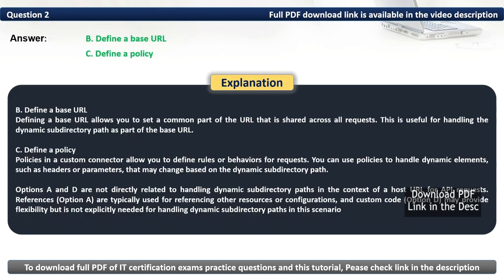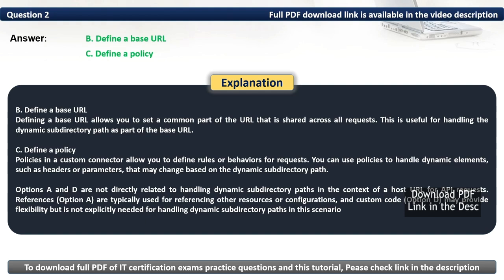About the options, B. Defining a base URL allows you to set a common part of the URL that is shared across all requests. This is useful for handling the dynamic subdirectory path as part of the base URL. Then option C, policies in a custom connector allow you to define rules or behaviors for requests. You can use policies to handle dynamic elements such as headers or parameters that may change based on the dynamic subdirectory path.